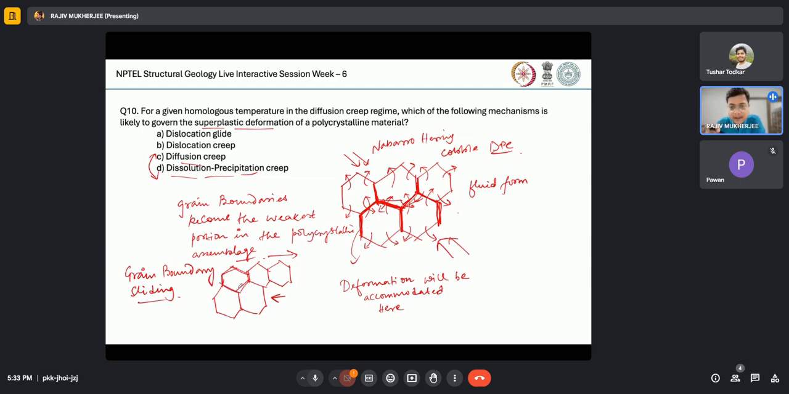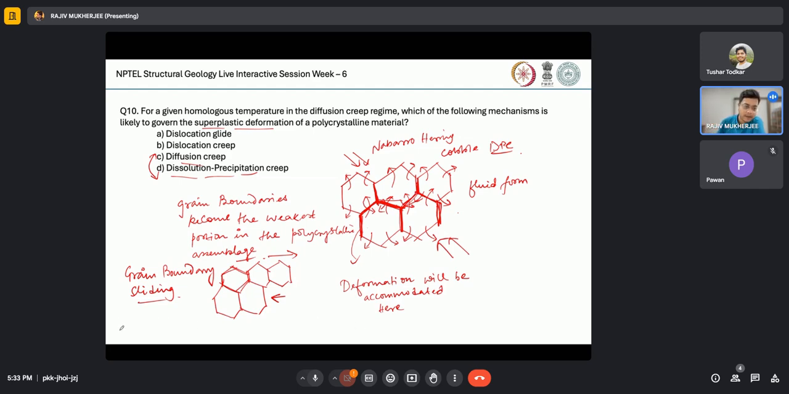There are no dislocations within the material, or very few, because we are in the diffusion creep regime where thermal agitation is high enough to contribute to the mobility of ions through the crystals, and eventually the grain boundaries become mobile. So they slide past each other to accommodate the strain. This kind of deformation, where grain boundary sliding facilitates a high amount of strain accommodation, is known as superplastic deformation.